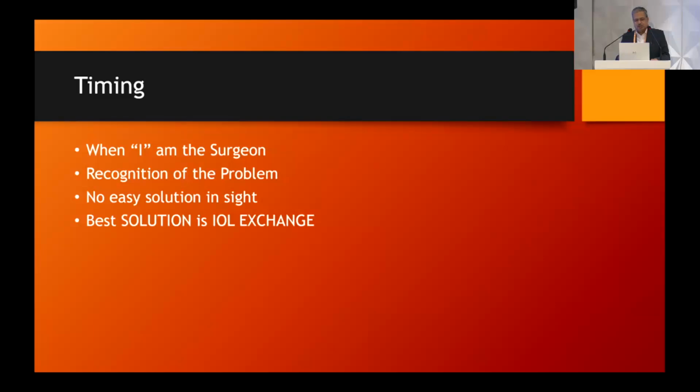If you are the surgeon and you recognize the problem immediately, and if there is no easy solution in sight, by easy solution I mean, suppose it was a toric lens and the lens has not been positioned properly, you can rotate the lens. Or if there is a power problem of about half a diopter, then you can either capture the lens anteriorly or do a reverse capture. And if these solutions are not possible, then in my opinion, the best solution is IOL exchange.